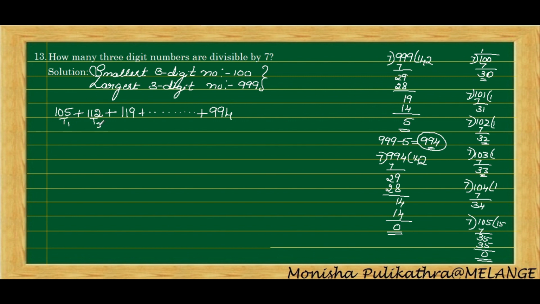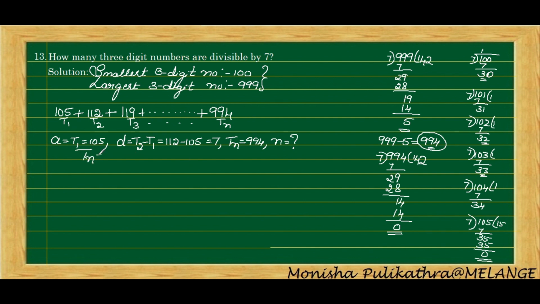This is T1, T2, T3 up to Tn. The first term T1 is 105. Next, the common difference is T2 minus T1, that is 112 minus 105. The common difference is 7. Next, Tn is 994. We need to find out how many 3-digit numbers from 100 to 999 are completely divisible by 7. So by finding n, we can find how many numbers there are.